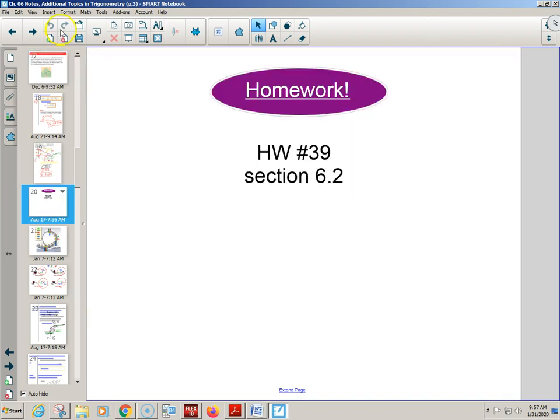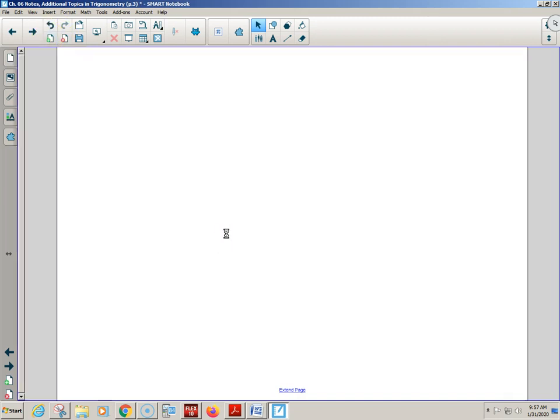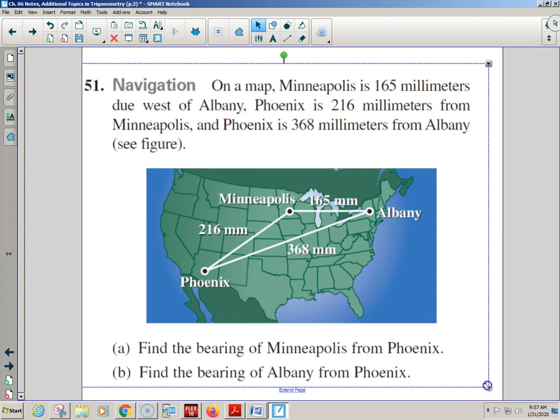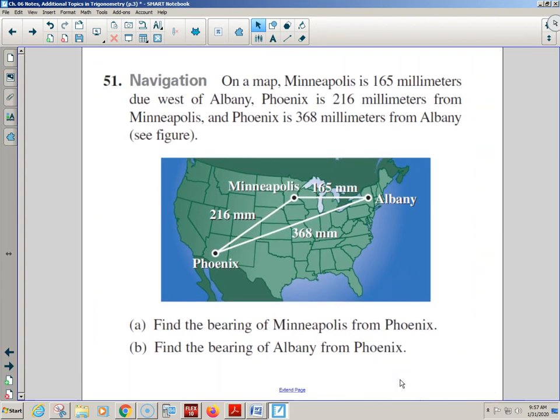Okay, so that one was pretty straightforward, but Leaning Tower of Pisa definitely was not, and this one in homework definitely was not, because it all had to do with bearings. Now, as soon as you see bearings and things like due west, they're talking about compasses. If you're in Phoenix, you have a north, south, east, west. If you're in Minneapolis, you have something north of you, south of you, east of you, west of you. And if you're in Albany, you have a north, a south, an east, a west. I know that seems kind of like duh, but that's where you might have gotten lost in this problem.